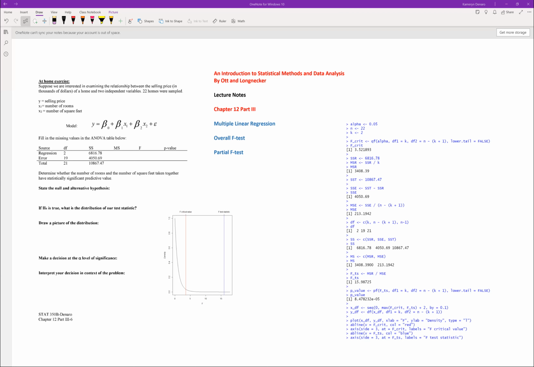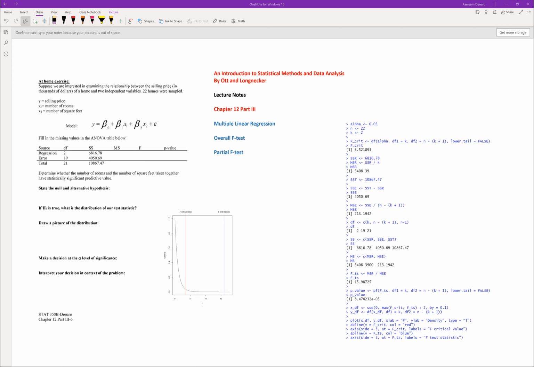Suppose we are interested in examining the relationship between the selling price, in thousands of dollars, of a home and two independent variables. 22 homes were sampled. Y equals the selling price, X1 equals the number of rooms, and X2 equals the number of square feet. We can model the selling price as a linear combination of the number of rooms and the number of square feet by taking Y equal to beta 0 plus beta 1 X1 plus beta 2 X2 plus epsilon. We're going to fill in the missing values in the ANOVA table below.